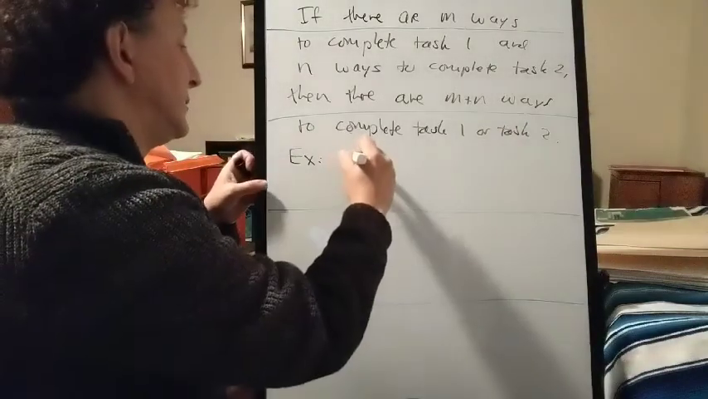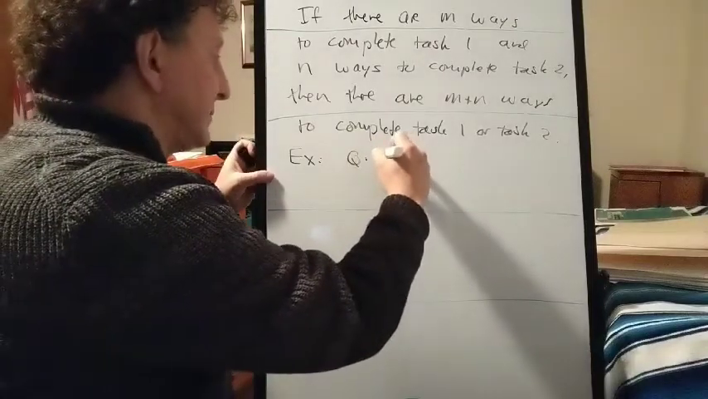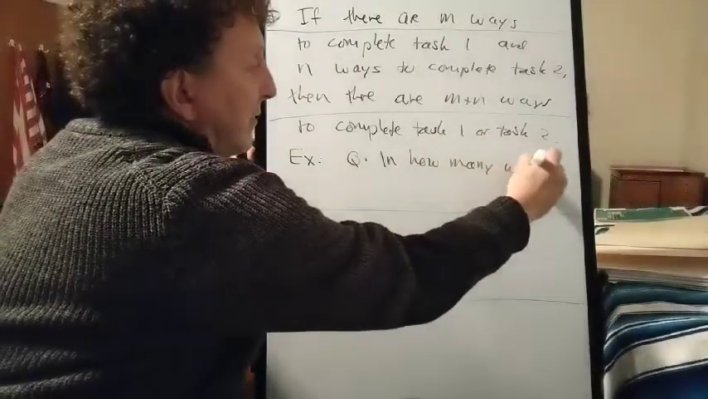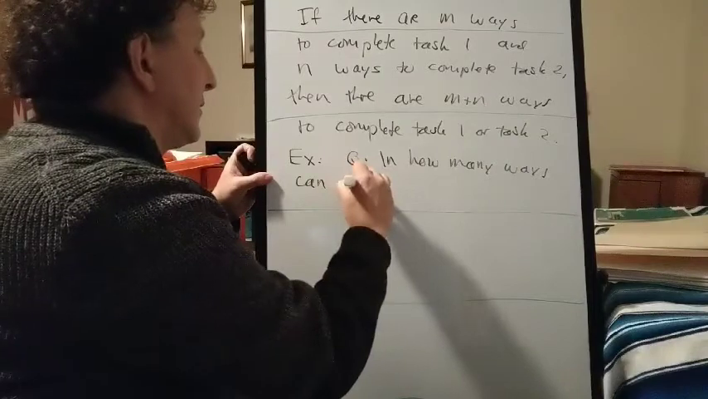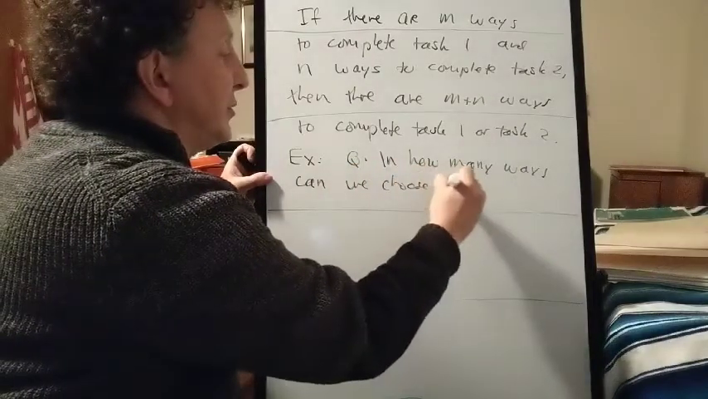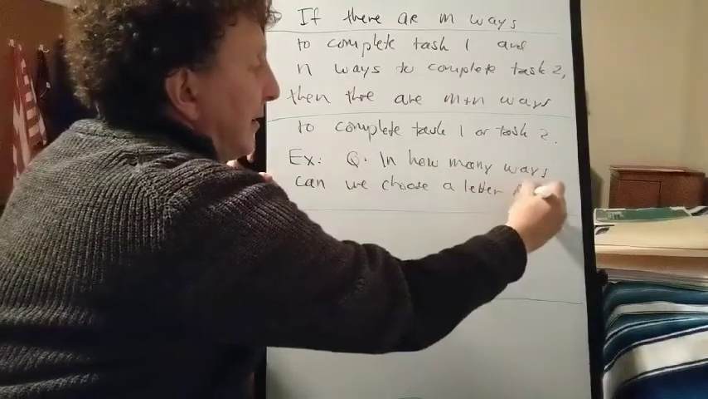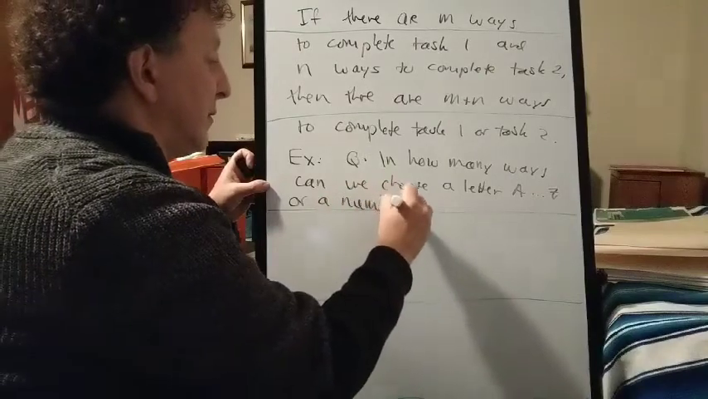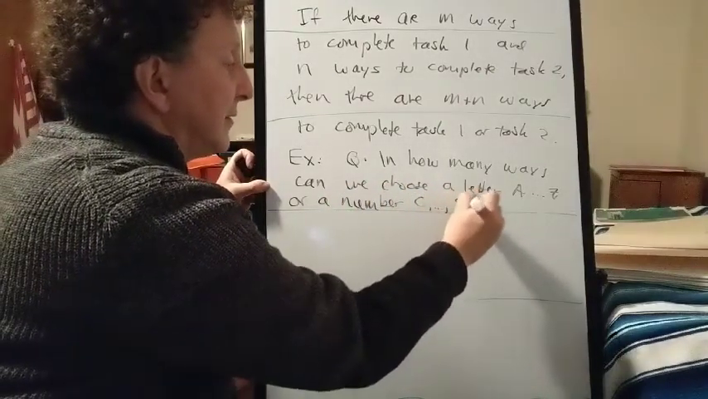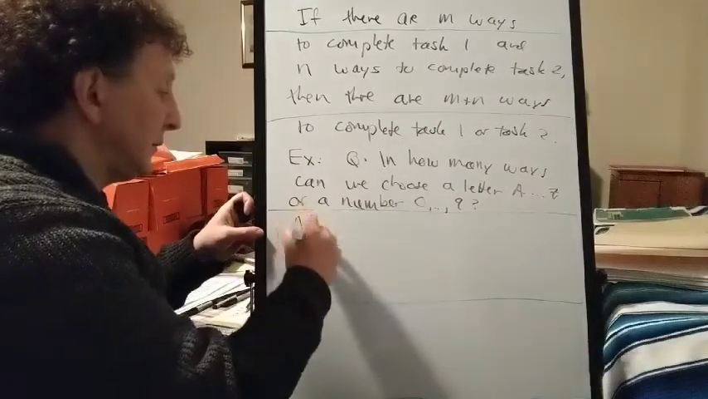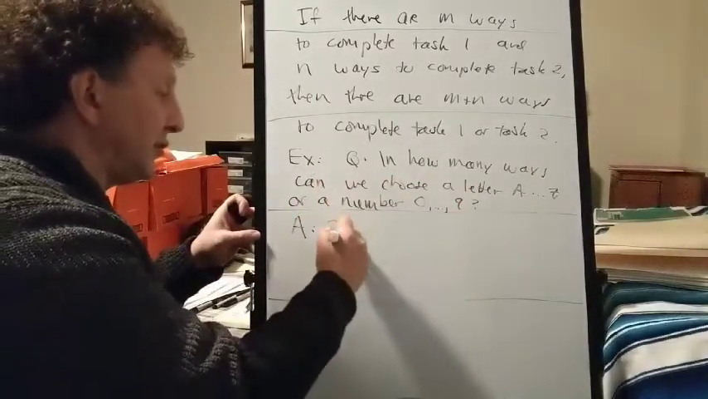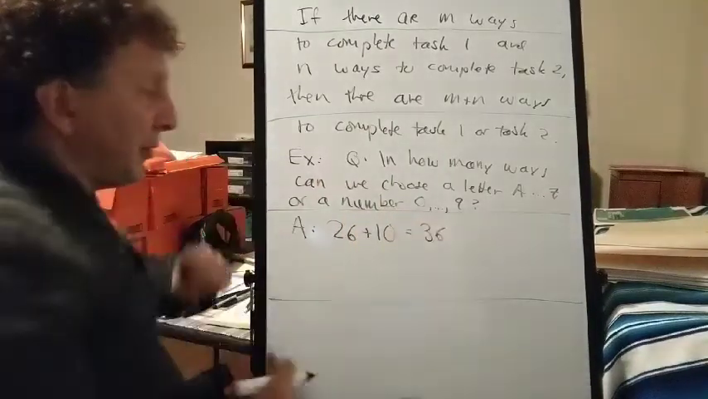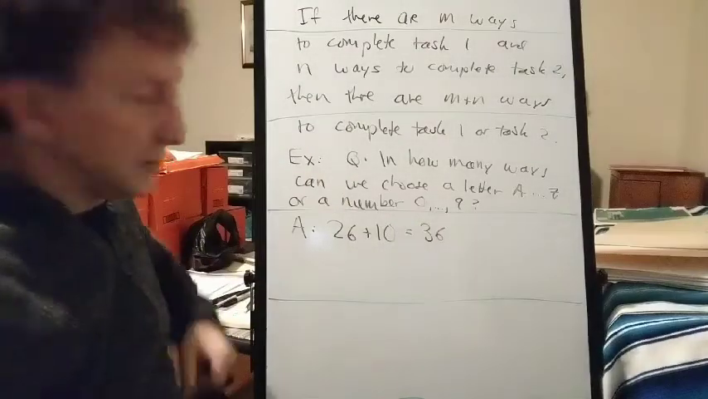So for example, let's ask in how many ways can we choose a letter A through Z or a number 0 through 9? And the answer is, well, there's 26 ways to choose a letter and 10 ways to choose a number. So there are 36 ways to choose a letter or a number.